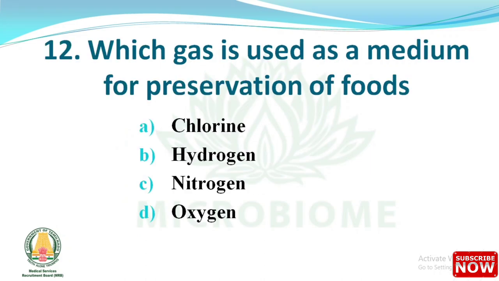And next question, which gas is used as a medium for preservation of foods? The options are chlorine, hydrogen, nitrogen and oxygen. The right answer, option C, nitrogen.